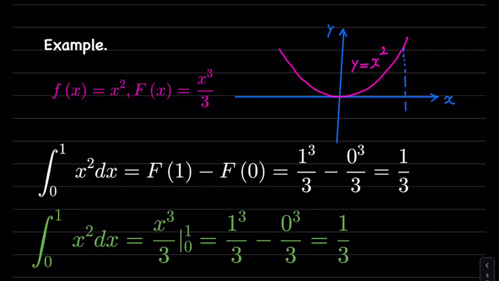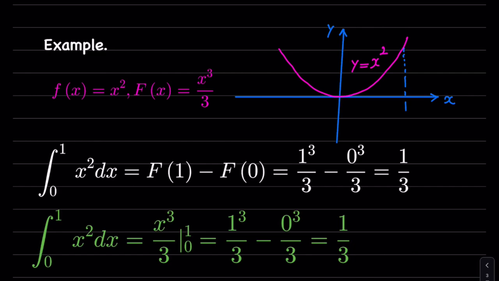So let's see an example. Given the function y equals x squared, we would like to find the area under the graph of that function between 0 and 1. An antiderivative for x squared is x cubed divided by 3, since 2 plus 1 is 3. So the antiderivative becomes x cubed divided by 3.